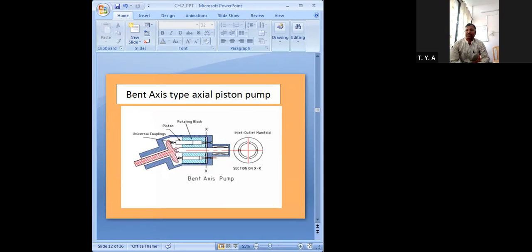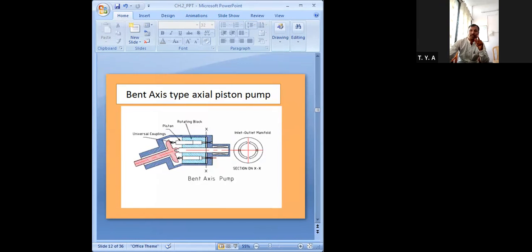This type of pump contains a cylinder block which is rotating with your drive shaft. You can see the drive shaft is there. As I have shown in this figure, the center line of the cylinder block is set at an offset angle relative to the center line of the drive shaft. Once again I am repeating, the center line of the cylinder block is set at an offset angle relative to the center line of the drive shaft.